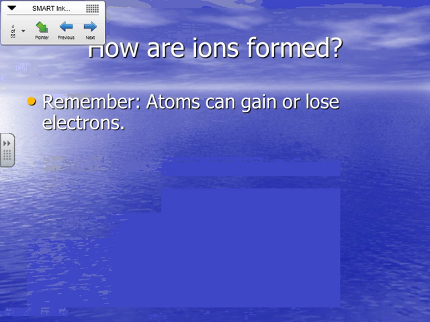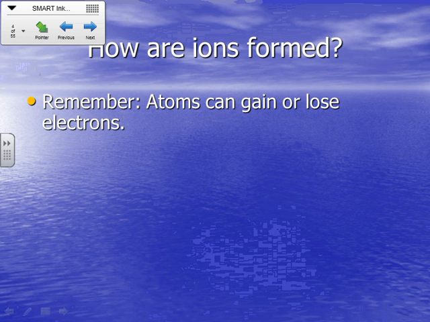Okay. So here's the part that's a little bit new because we talked about this, but it wasn't in your notes. Now it is. Okay? So how are ions formed in the first place? We need to talk a little bit about that. Remember we talked about atoms can gain or lose electrons. We talked about that when we were talking about the number of protons, neutrons, and electrons in an atom. We talked about the fact that something can gain or lose.